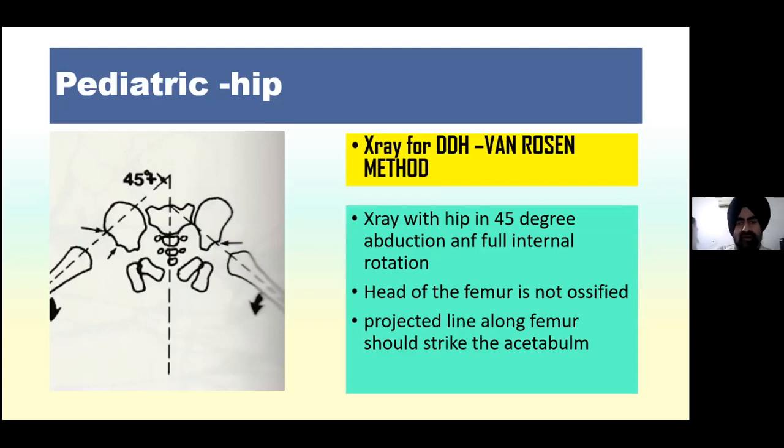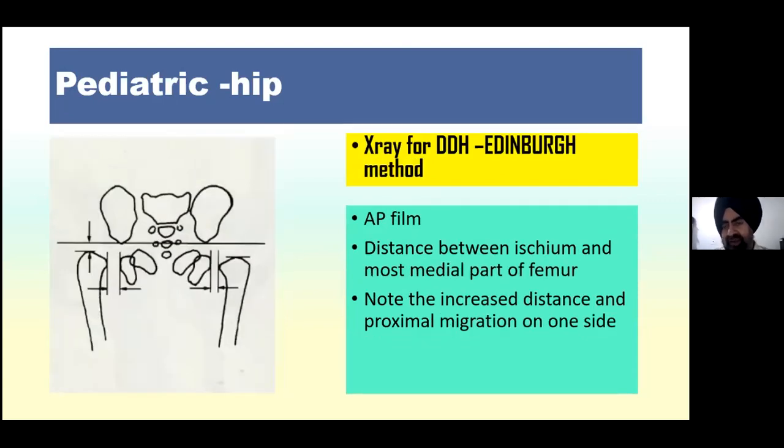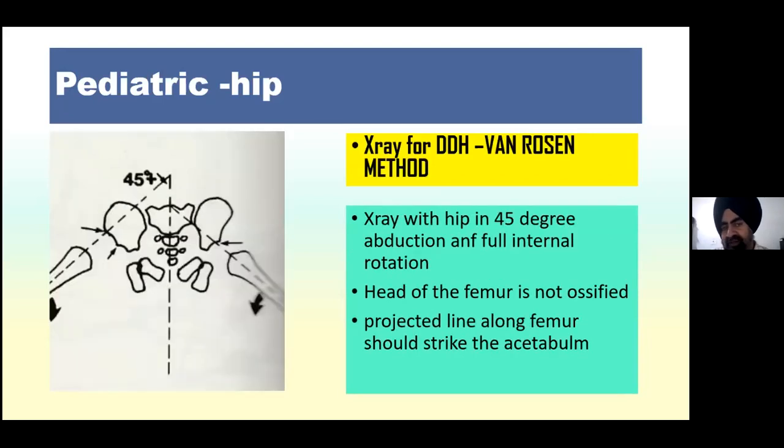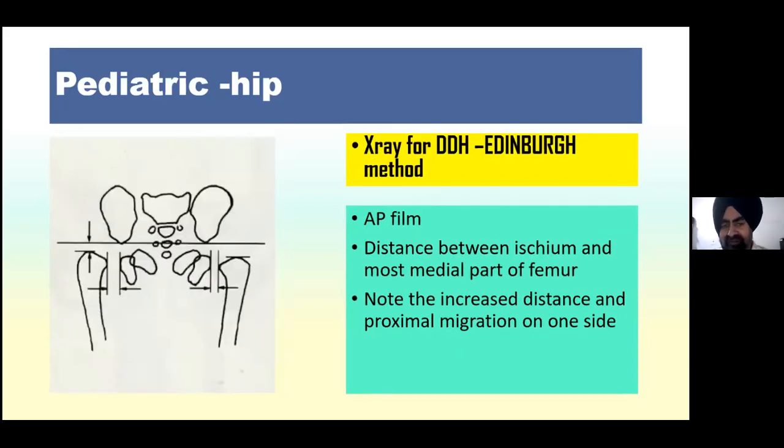Then there is the Edinburgh method. Please keep on noting these things, von Rosen method, Edinburgh method, because this is what is required. Sometimes may be asked in MCQs. In the epiphyseal distance between the ischium and the most medial part of the femur, note the increased distance and the proximal migration on one side.